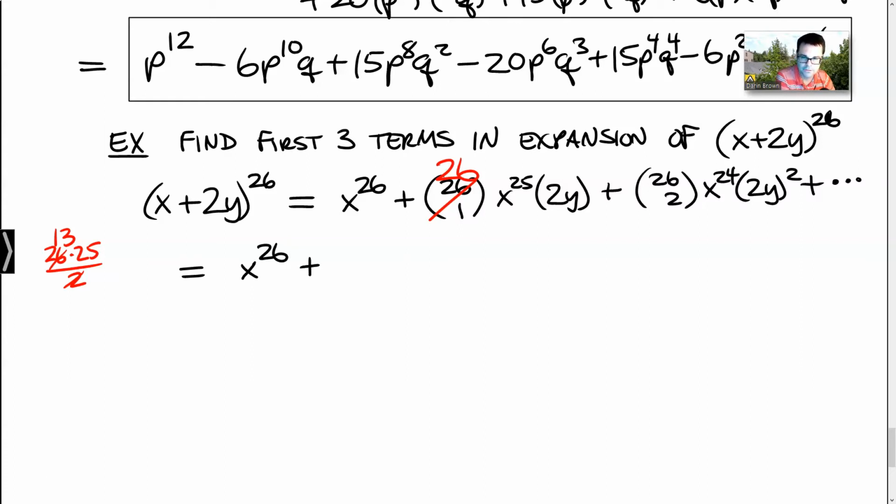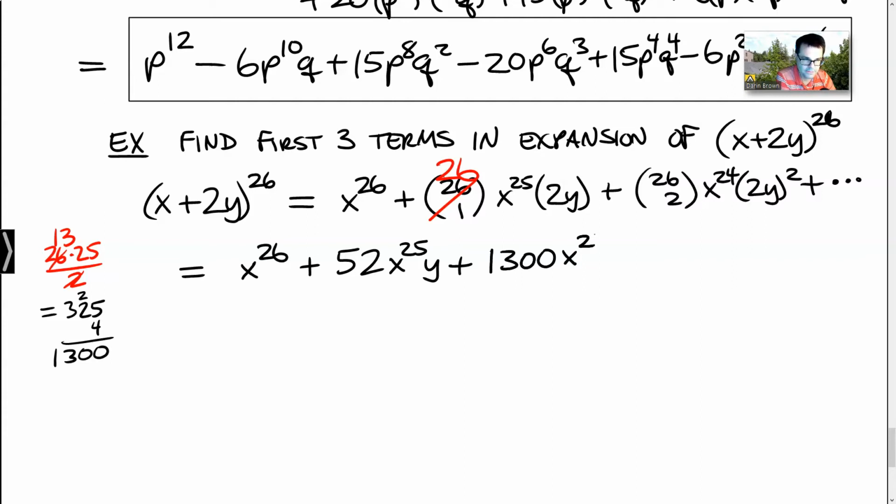So we'll get 26 times 2, 52, x^25 y, plus, so this was 325, and then we have another factor of 4, because it's 2 squared. So 1300 x^24 y^2, plus dot, dot, dot. Okay, so those are the first three terms of the expansion.